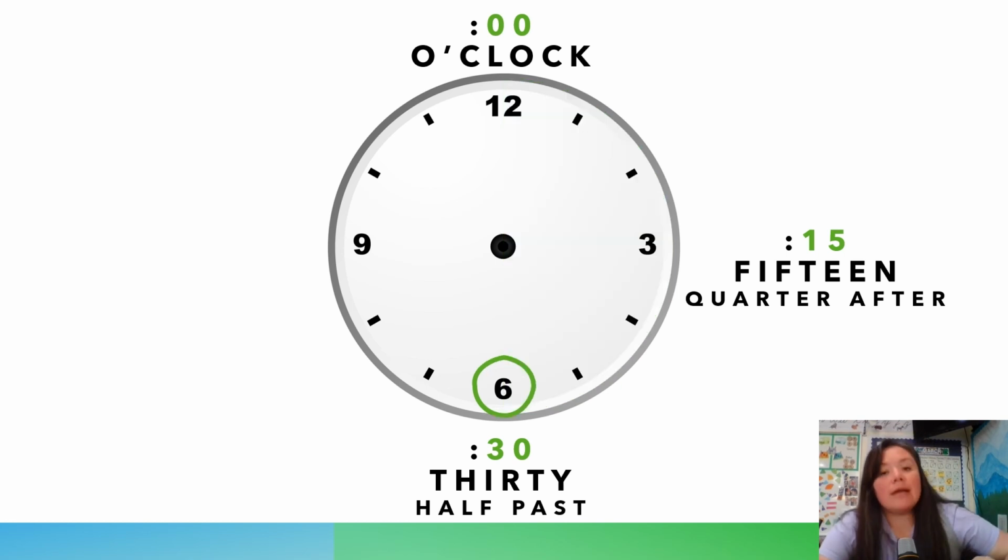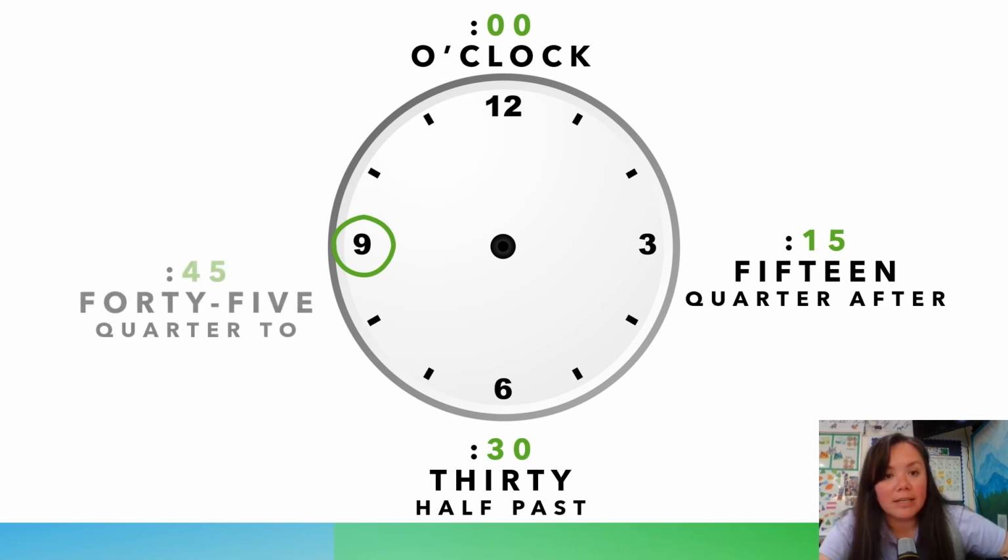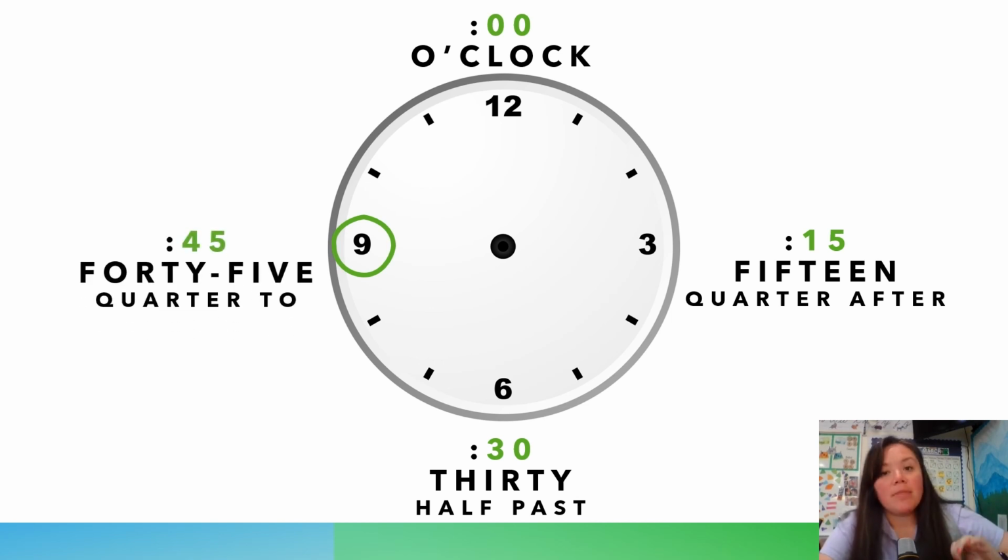Now for the last one, and this is the trickier one. If we go to the 9, and we know that 9 times 5, or if we counted by 5s all the way over to 9, we would make it to 45. This is the 45-minute mark. Now, you would think that we would say 45 after, right? We go quarter after, half past, and then 45 after. But no, we actually say quarter to, or a quarter till.